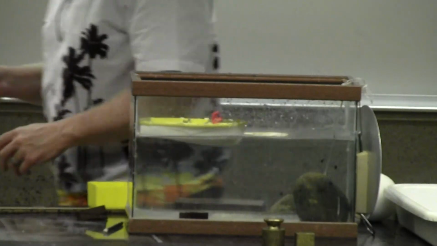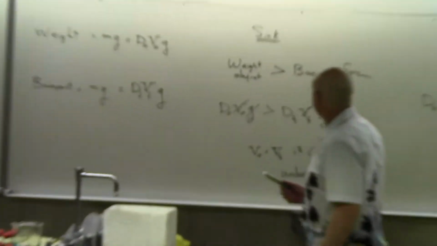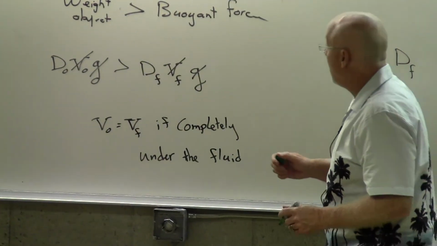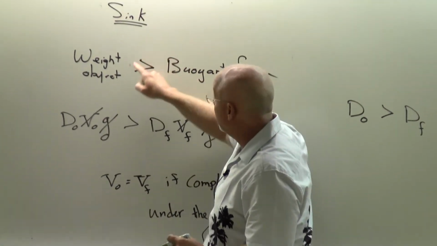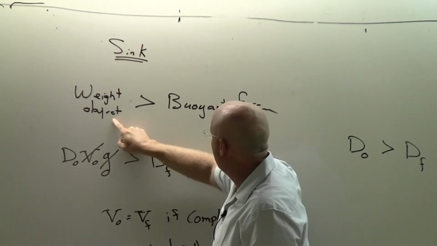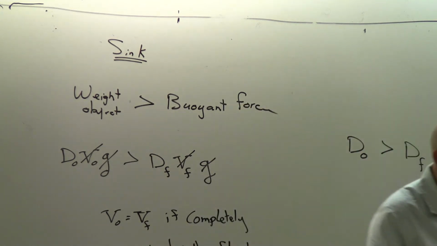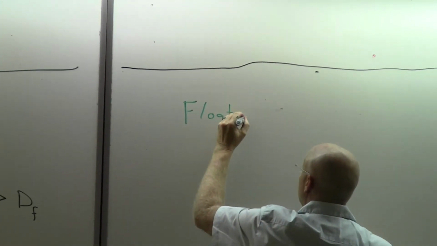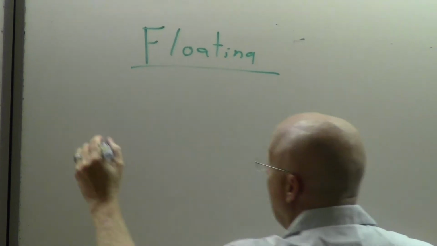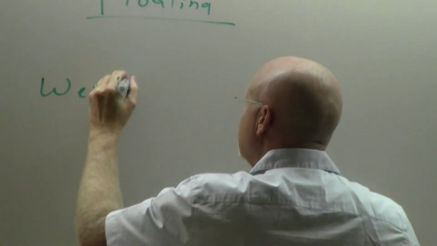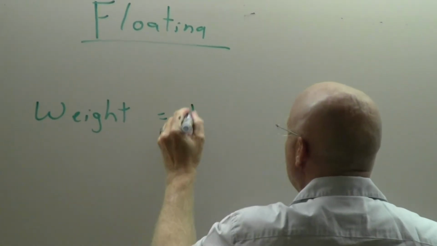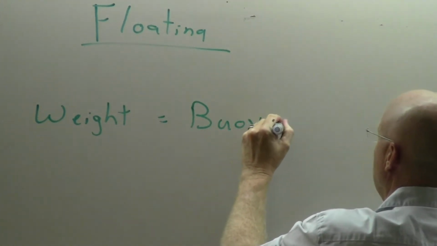And let's come back to our mathematics over here. If I come back here and say, okay, now it's not sinking, so I wouldn't say its weight is greater than its buoyant force. In fact, because it is floating, let's look at something that is floating. Then I would say the weight of it is exactly equal to the buoyant force.